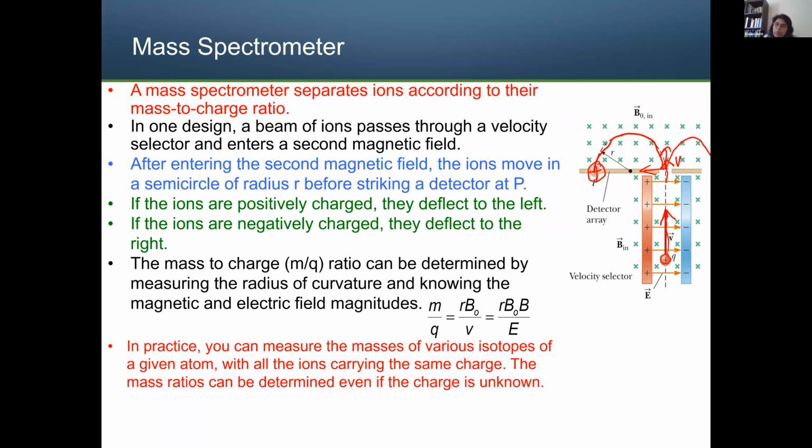This projection of the particle, this velocity, actually comes from this electric field. The electric field will create a velocity of the object, right? That comes from the voltage. Okay.